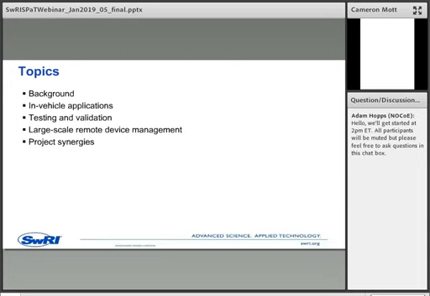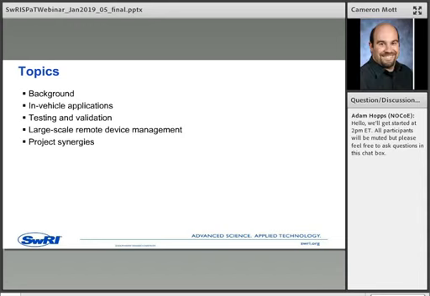I'll be covering the following topics. I'm going to get into a little bit of background and give a shout out to Alan, who presented on a previous SPaT webinar on October 23rd on many of the same components that I'm going to discuss today. I'll go into a little more detail on some things and a little less on others. I highly recommend that SPaT webinar, which is online and recorded, for anybody interested in additional background. Then I'm going to discuss some of the in-vehicle applications, and I'll provide additional insight about our testing and validation efforts and our research into large-scale remote device management.